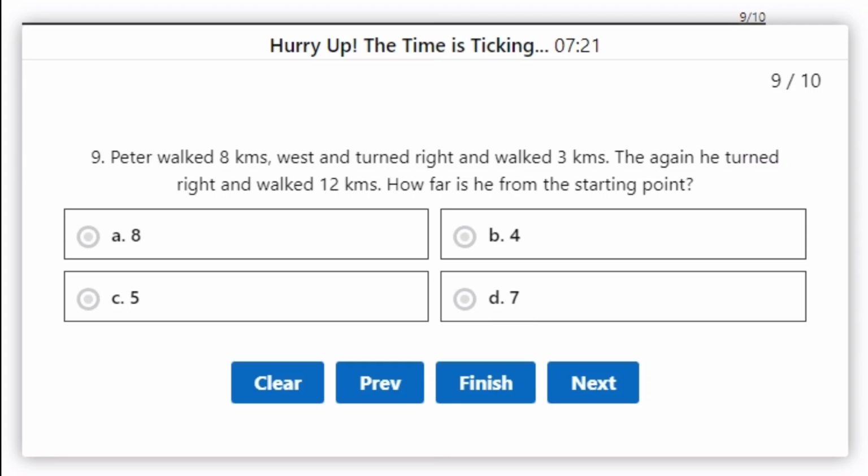So our question number 9 is, Peter walked 8 kilometers west and turned right and walked 3 kilometers. Then again he turned right and walked 12 kilometers. How far is he from the starting point? And the options are A 8, B 4, C 5 and D 7.